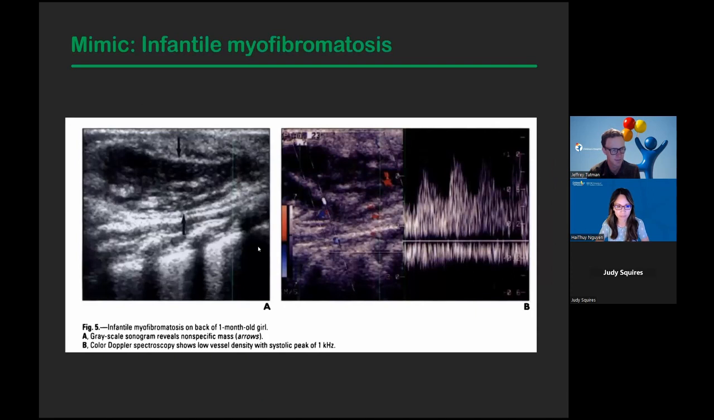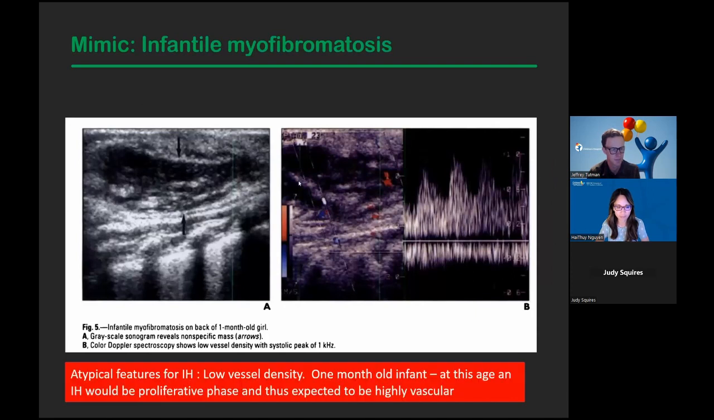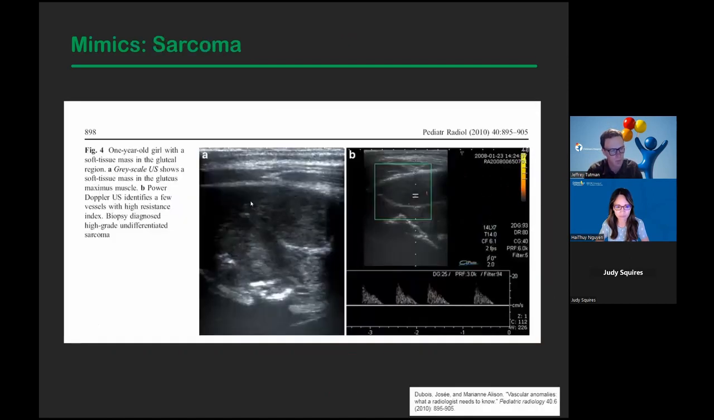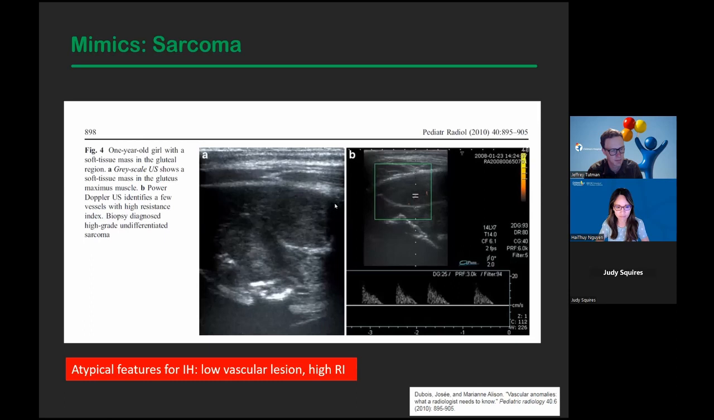Here's one of the infantile myofibromatosis. There's really almost no vascularity. Here's a sarcoma. Not a lot of vascularity, and then you have a high resistance waveform. The most common sarcomas that can mimic these are going to be fibrosarcoma and rhabdomyosarcoma.